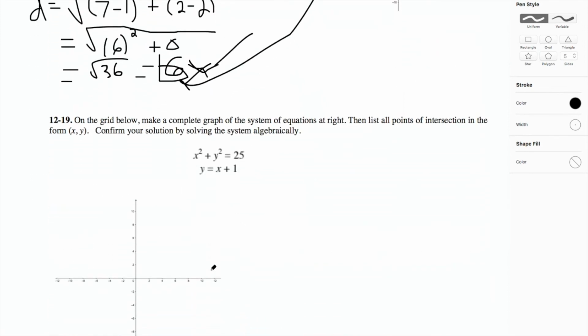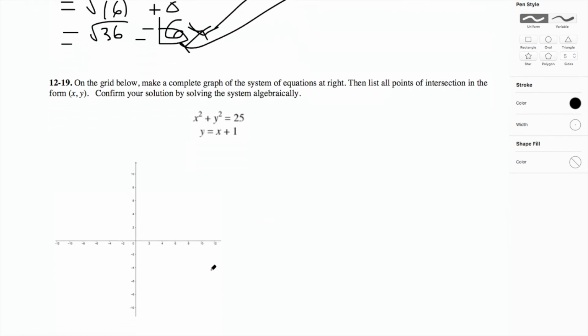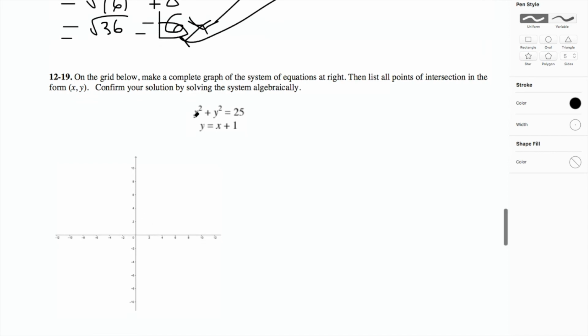And finally, in our exit ticket here, on the grid below, make a complete graph of the system of equations at right. Well, it looks like they're below here. Then list all points of intersection in the form (x, y). Confirm your solution by solving the system algebraically. Okay, so let's graph it out first. Looks like this here. Oh, we're not adding or subtracting an h or a k on any of these. So that means our center must be at the origin right here, and the radius must be 5.